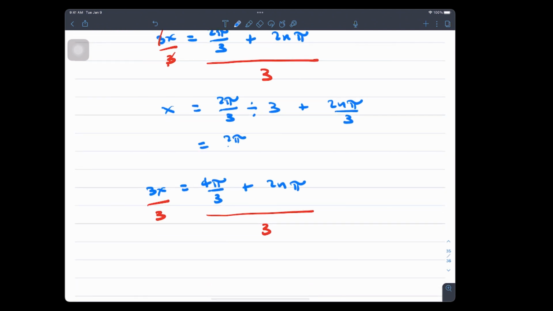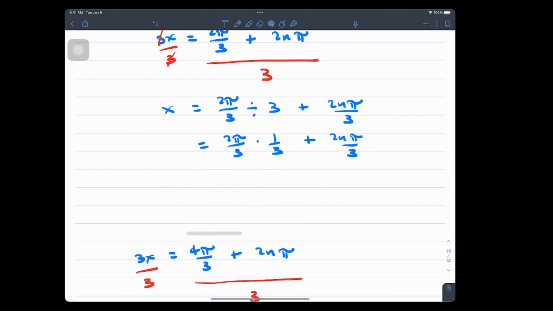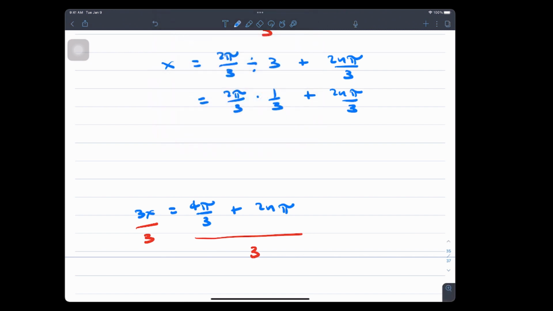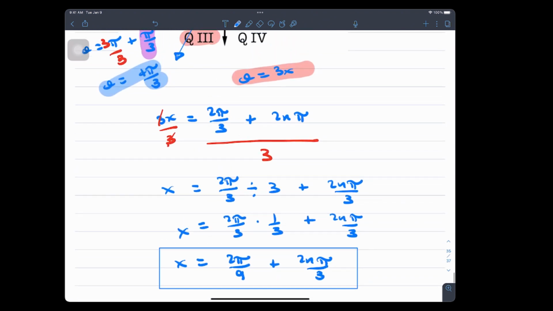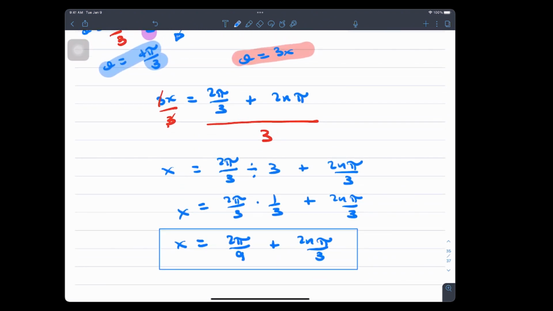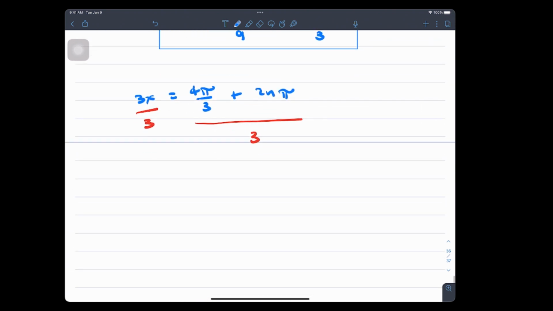Okay, so this becomes 2 pi over 3 times 1/3 plus 2 n pi over 3. So, ladies and gentlemen, this is just like we've been doing, except for this small step. Now we get 2 pi over 9 by arithmetic plus 2 n pi over 3 here. All right, so this is how you handle the multiple angle situation.